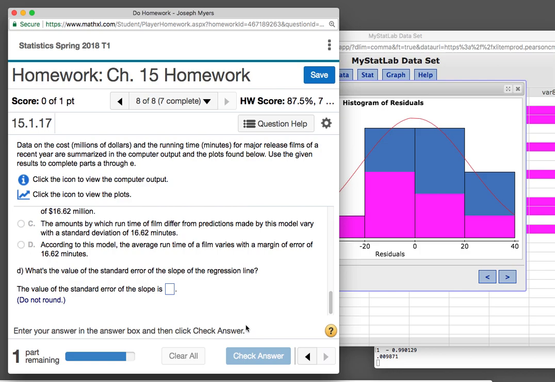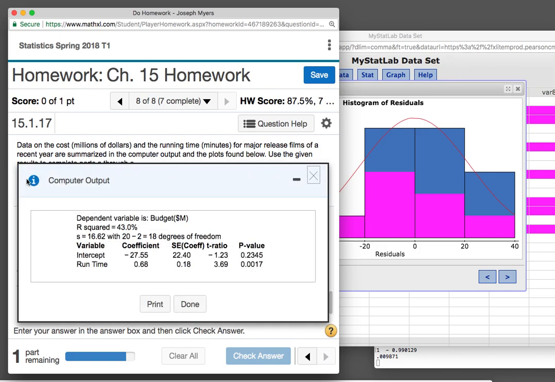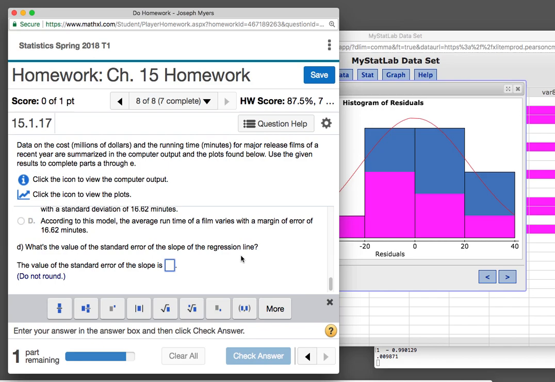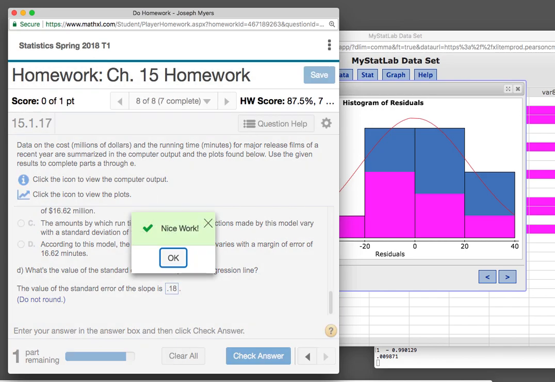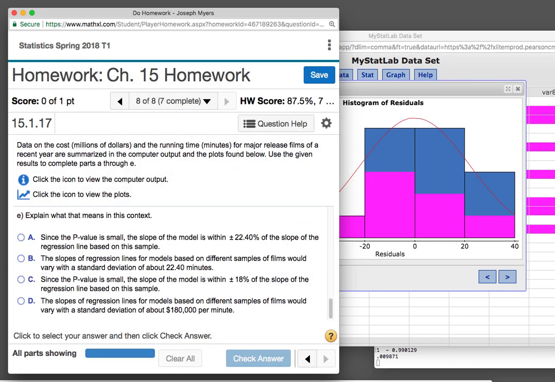And then, what's the value of the standard error of the slope of the regression line? That would be 0.18. It's nice, it actually tells it to us. 0.18. Explain what this means. Well, ouch. Explain what that means.